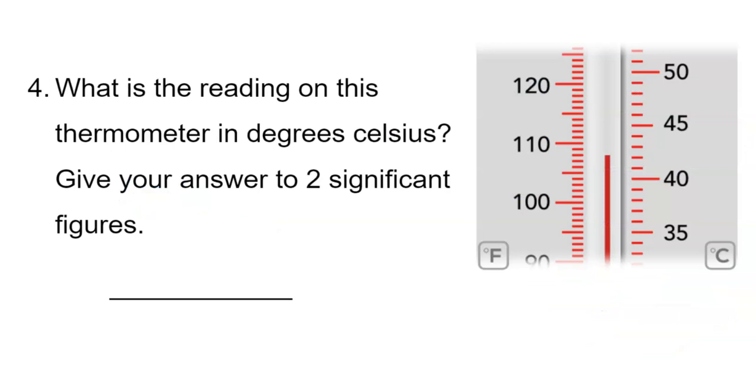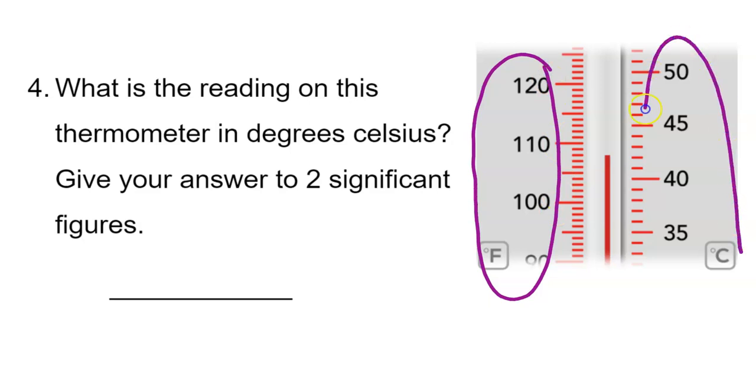Last but not least, we're looking at a thermometer now, and it says, what is the reading on this thermometer in degrees Celsius? Give your answer to 2 significant figures. So first of all, looking at our thermometer, notice that we have 2 sets of numbers. On the left side, we have degrees Fahrenheit, and on the right side, we have degrees Celsius. Oftentimes thermometers are like this. They have both Fahrenheit and Celsius markings, but we have to be careful that we read the correct one. And sometimes thermometers only have one or the other set, and we have to make sure that we are looking at the units that we are given.